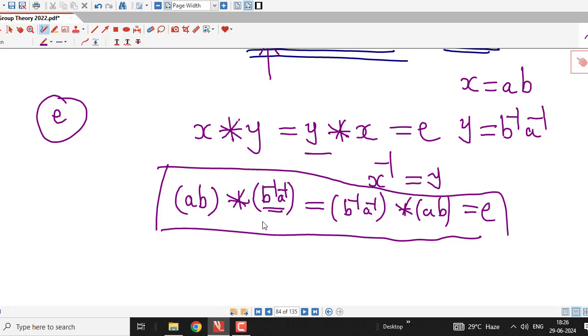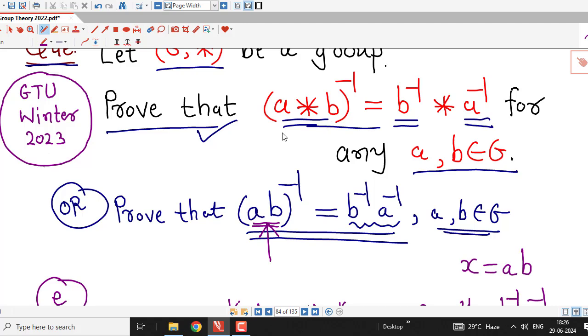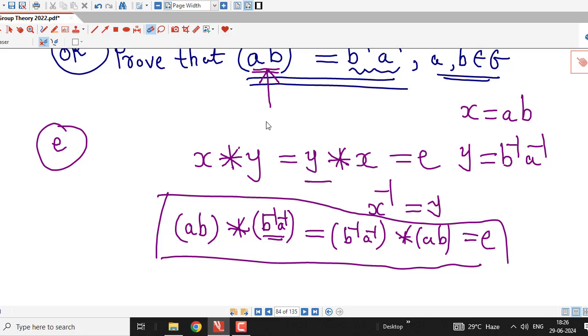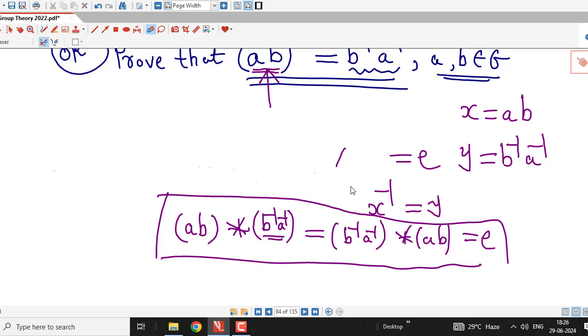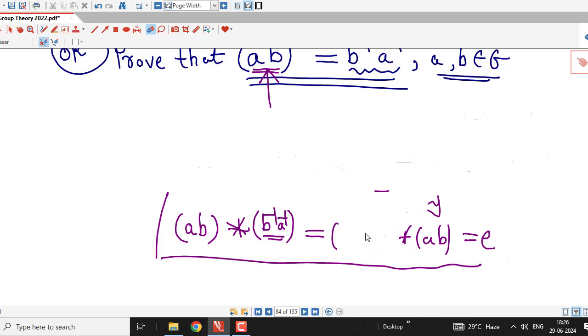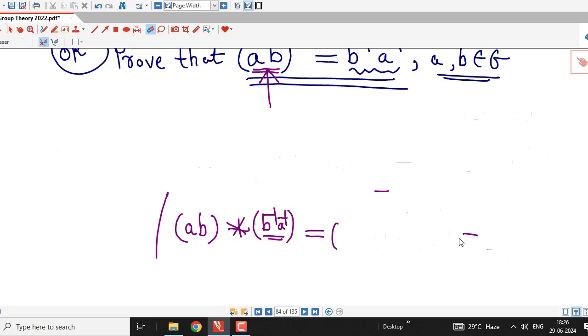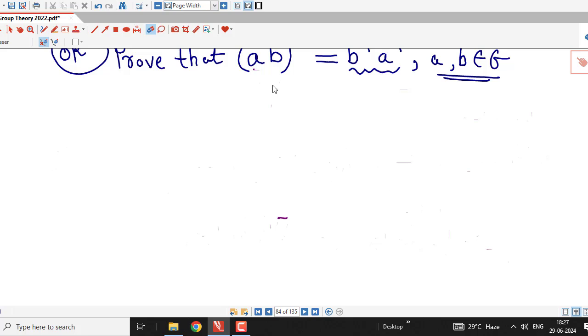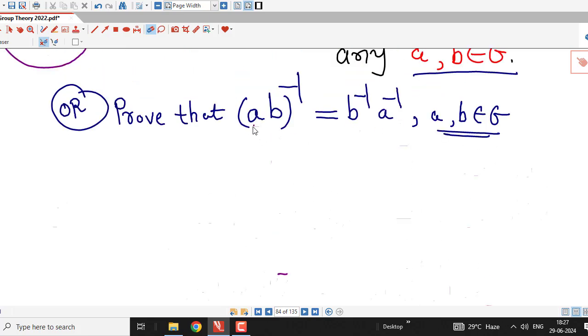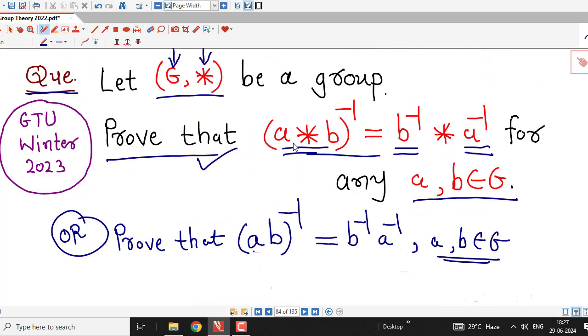Now here they have used this star notation, so we will also use star notation to answer this question. If they are not using star notation, then we can also ignore star notation. So whatever notations are used in our question, we will use those notations to answer the question. If they ask in this way, then we will not write A star B, we can simply write AB also. But here they have asked to show that inverse of A star B is B inverse star A inverse.